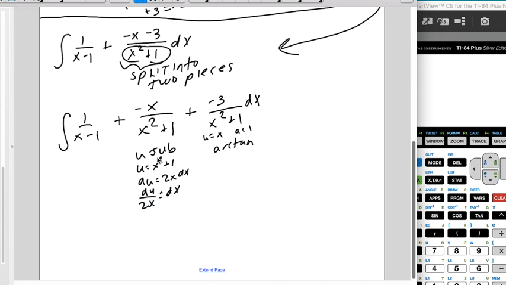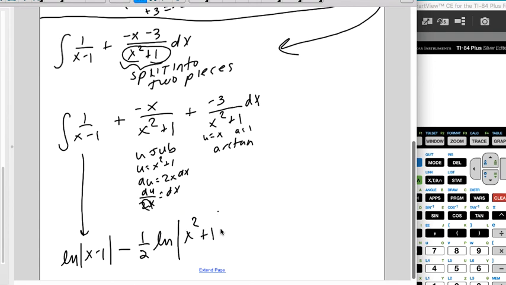So what's going to happen is this piece is going to be the natural log of the absolute value of x minus 1. This piece is going to have a negative 1/2 in front of it, and then it's just going to be essentially a natural log. So this is going to be a negative 1/2, the natural log of the absolute value of x squared plus 1. And then this is going to be an arctan, negative 3 over a, arctan, that's not how you spell arctan, of u over a plus c.